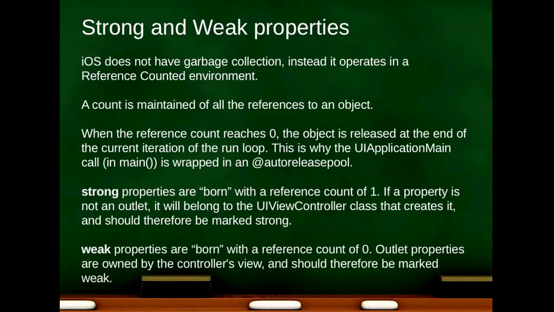But if a property is going to belong to something else, like an IB outlet property, which becomes the property, so to speak, of the view of that view controller, then we need to declare it weak, because weak properties are born, so to speak, with a reference count of 0. We don't want the view controller itself to have a reference count to that property. When it assigns that control to the view, we want the view to have a reference to that property. And the way we do that is we declare that property to be weak.